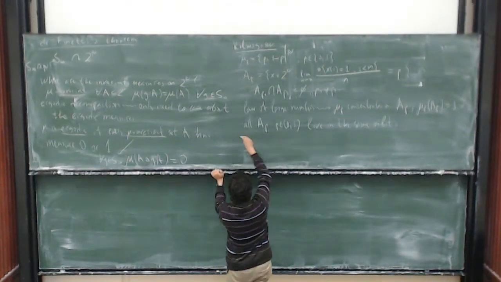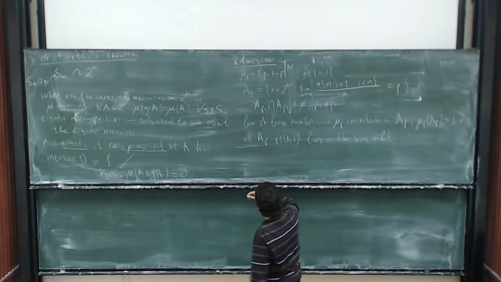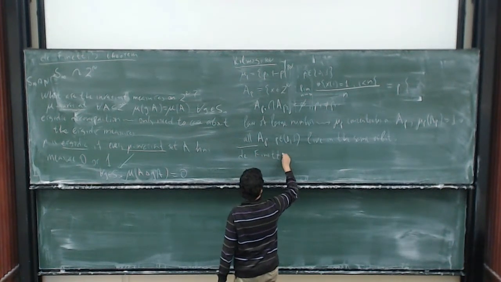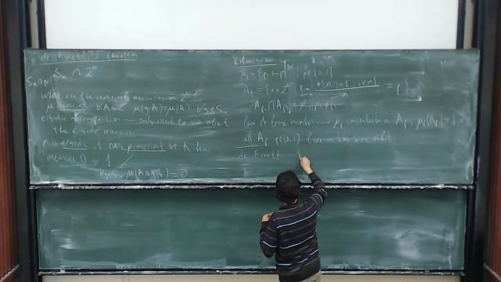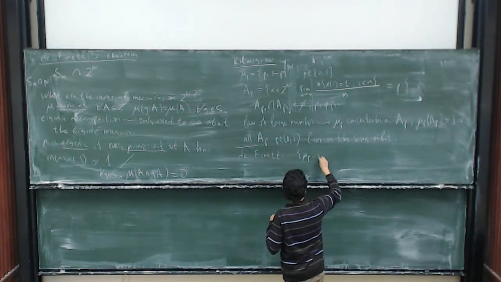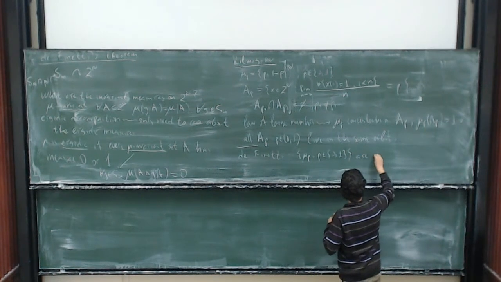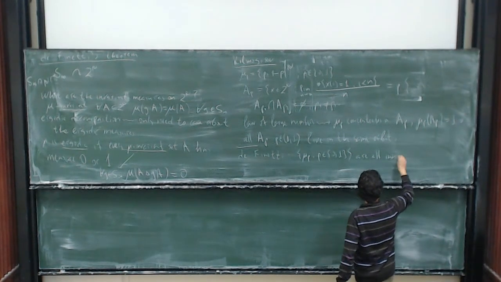Maybe I should also tell you what de Finetti's theorem actually says. It says that those measures mu_p, for p in [0,1], are all invariant ergodic measures.